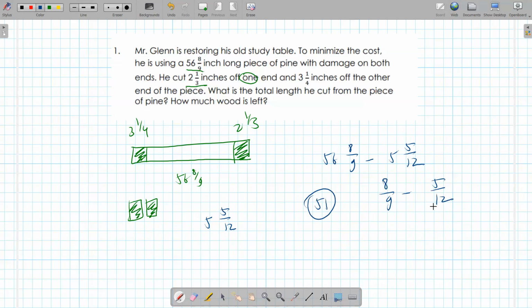Think of multiples of 12, I guess. It's not 24. 9 does not go into 24. What could it be? They're multiples of 3. No, we're looking for the common denominator, right? We're not trying to reduce them.